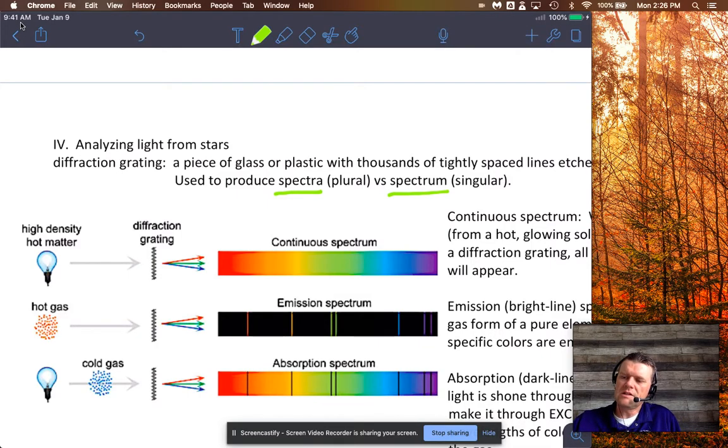It would be the entire visible spectrum. So from red all the way to deep blue, you would see all the colors. That's a continuous spectrum. Now, another way, though, is if you take an individual element in the gas form.